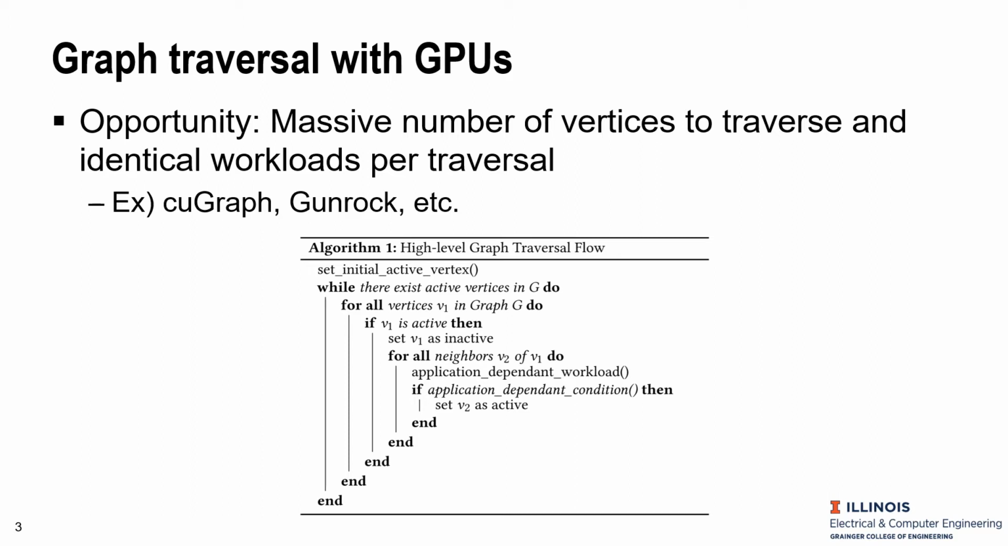Now, for large graph datasets, because we need to process a massive number of vertices during graph traversals, parallelizing the workload with GPUs can be beneficial. In this slide, we show a very simple example of a graph traversal algorithm. In this algorithm, the for loop in the third line can be massively parallelized using GPUs and significantly accelerate the overall workload. There are already several graph traversal frameworks such as cuGraph and Gunrock which extensively use GPUs to accelerate graph applications such as PageRank and breadth-first search.